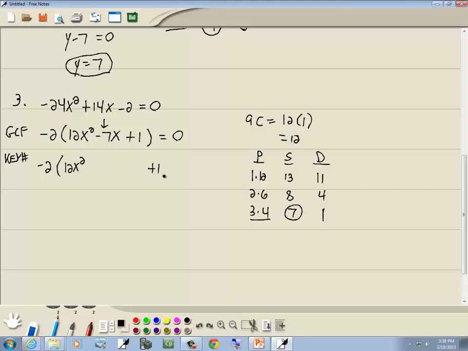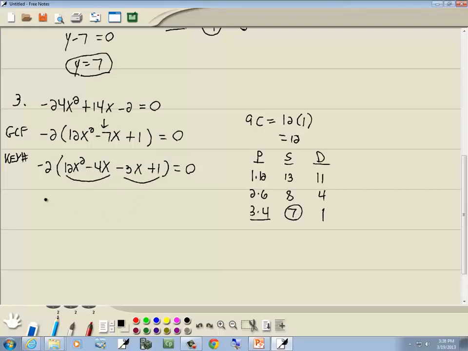Remember with the key number method, we rewrite our middle term using these two numbers. Our larger number in the P column that we're going to use, which is 4, is always the same sign as the middle term. So this will be a negative 4x. The number I circled in the S column, S for same sign, so if the 4 is negative, then the 3 will be negative.